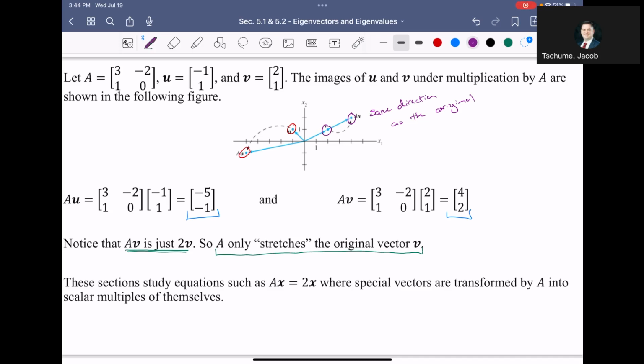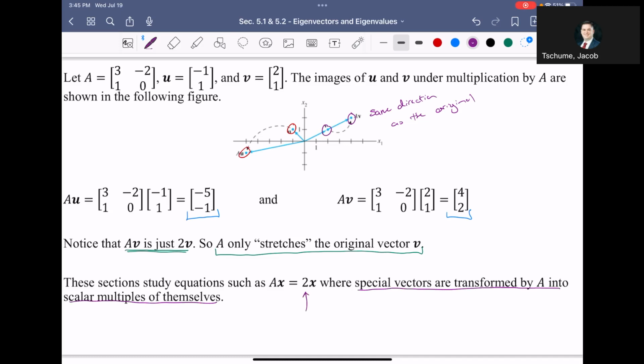So this section, or these sections we're about to study, we're going to study things like Ax = 2x. So I just substitute my values in, where special vectors are transformed by A into scalar multiples of themselves. All right. Now, will it always be a 2? No. It can be any scalar that makes this statement true, but as that value changes, we'll call it something, and then I'd go from there and define some other things.